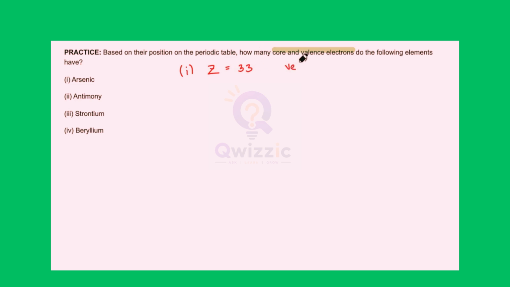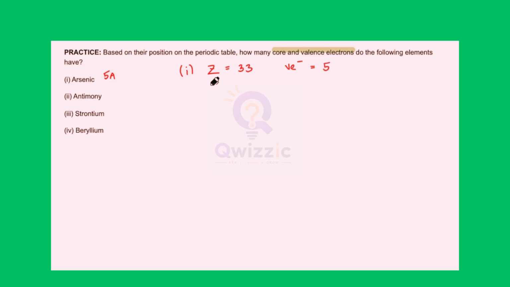We can also easily get the number of valence electrons. If we look at the group number, arsenic belongs to the group 5A, which means that it has 5 valence electrons. So the number of valence electrons would be 5, right?